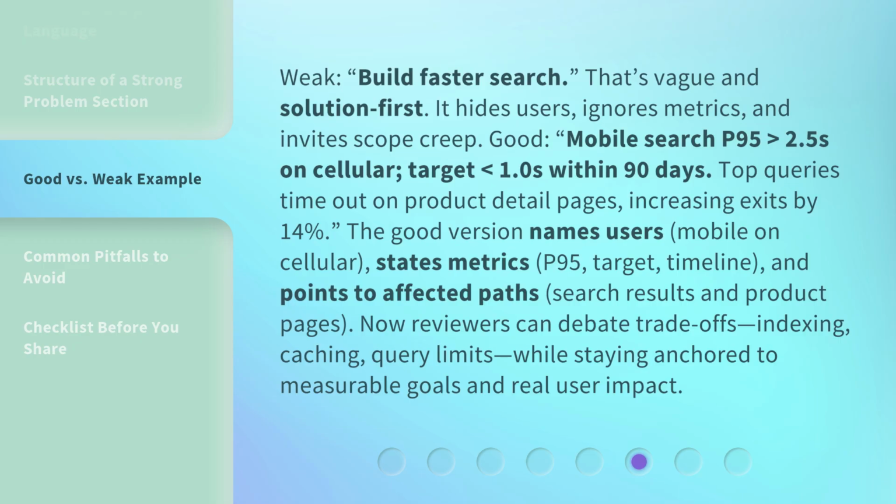The good version names users, mobile on cellular, states metrics, P95, target, timeline, and points to affected paths, search results, and product pages. Now reviewers can debate trade-offs, indexing, caching, query limits, while staying anchored to measurable goals and real user impact.